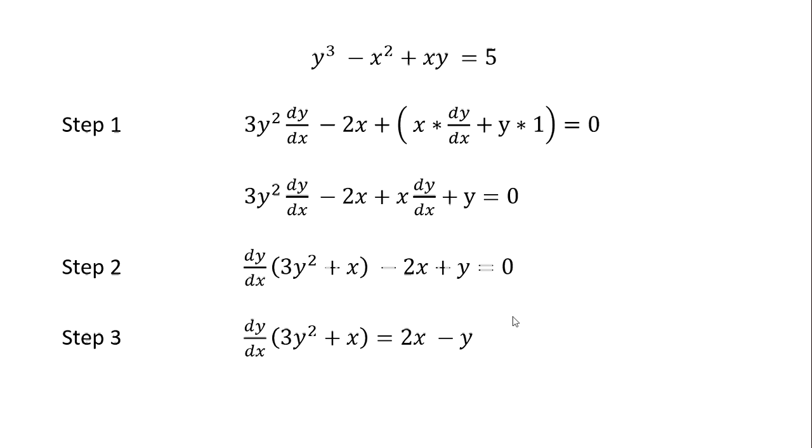Now the 4th step is a very simple one. You just take the coefficient of dy over dx, that is 3y squared plus x, to the other side of the function, and that will be the differentiated answer. So the final answer is dy over dx equals 2x minus y, that is here, and then this 3y squared plus x will come as the denominator here. So this is how you can use implicit differentiation in order to differentiate a function where x and y cannot be clearly separated.